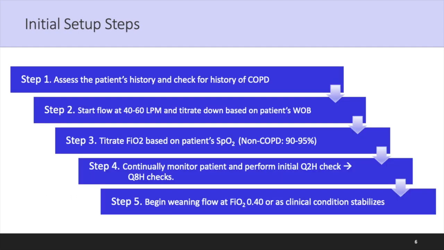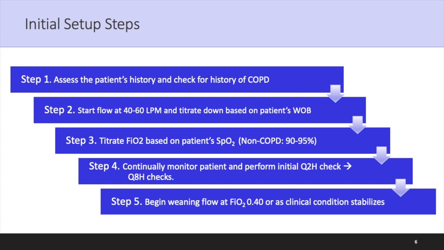So what are our initial setups? I'll outline the initial setup steps here. I'll have a video at the end of the presentation going over how to actually set up the device itself. So step one, we're basically going to assess the patient history and check for a history of COPD. The point of this is basically just to figure out whether we want to target a specific SAT, right?